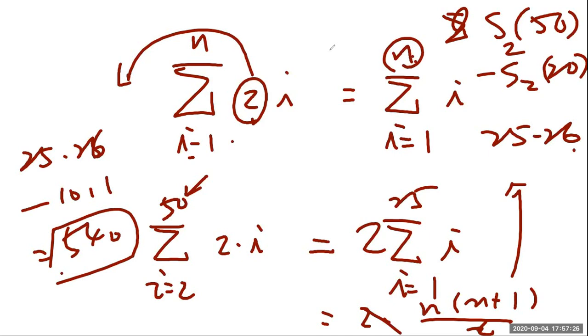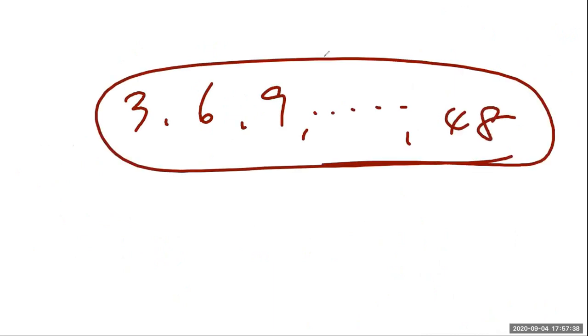So you can practice summing something like this: 3, 6, 9, up to 48. Is that okay? Some problem like this. Every jump is 3, and up to 50. Is that okay? Practice this one. Any question?